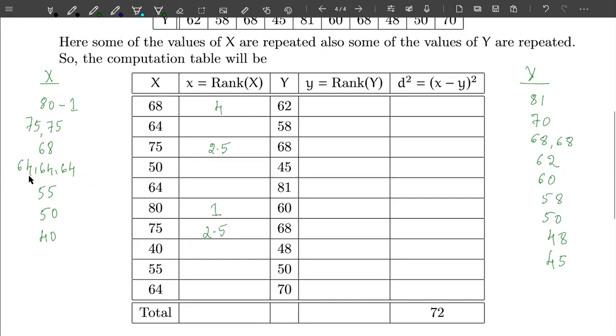Then comes 64. 64 should have been in 5th place, 6th place and 7th place. So when you are assigning the rank here, we add the three numbers 5 plus 6 plus 7 and divide by the number of times 64 is appearing, that is 3 times. So 5 plus 6 plus 7 is 18, and 18 by 3 is 6. So you can check here, 5 plus 6 plus 7 by 3. So the rank for this term will be 6. So 64 will take rank 6.